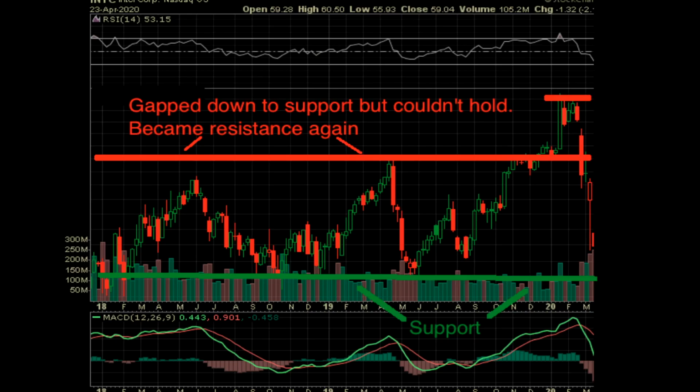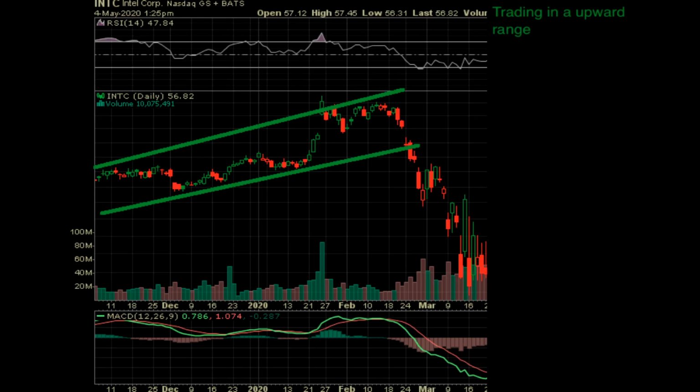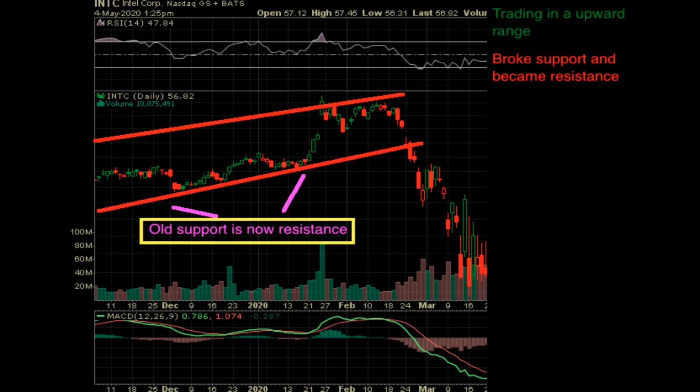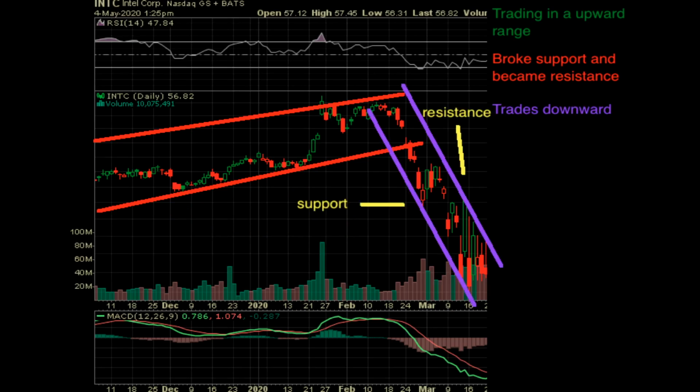Let's take a look at another example. Here we have Intel moving upwards for quite some time now, as shown on the green chart pattern. Although not as clean as the other examples, we can see that it's bouncing off support and resistance. Eventually, it couldn't hold support and broke below it. Now that previous support is the new resistance. The stock continues to go lower in a range.